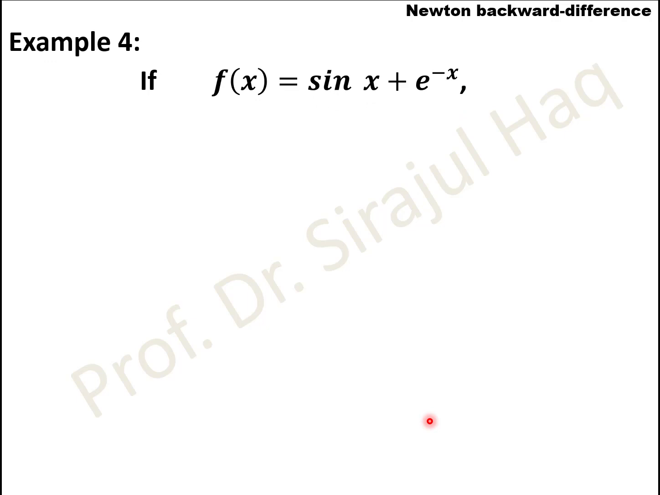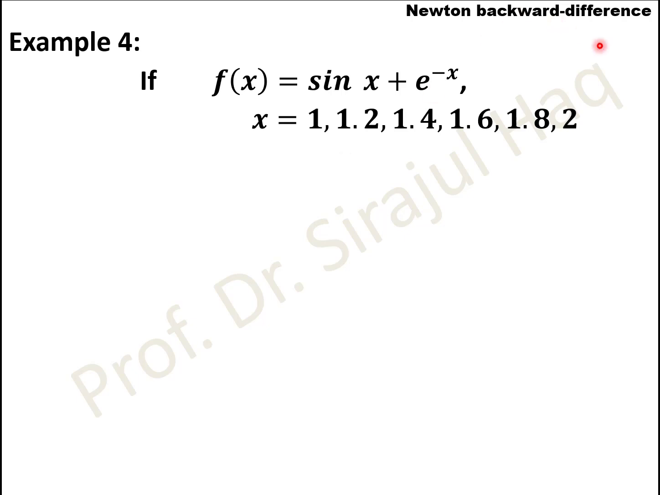Now I consider the equation f of x is equal to sine x plus e raised to the power minus x. If you look at the data points in this case, the distance between two consecutive points is 0.2. So 1.2 minus 1, 1.4 minus 1.2 is equal to 0.2. That is the step size. The data is equally spaced, but the step size is 0.2.